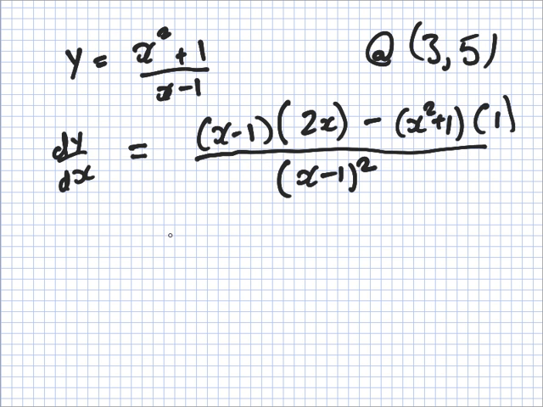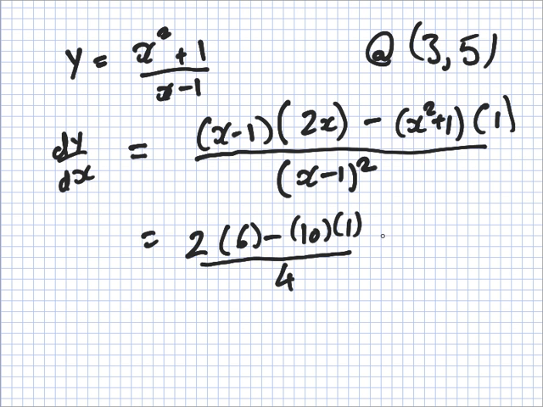And then finally, we have to put in x is 3. So that would be 2 times 6 minus 10 times 1 all over 2 squared, which is 4. So that's 12 minus 10 over 4. That's 2 over 4, which is a half. Is the answer.